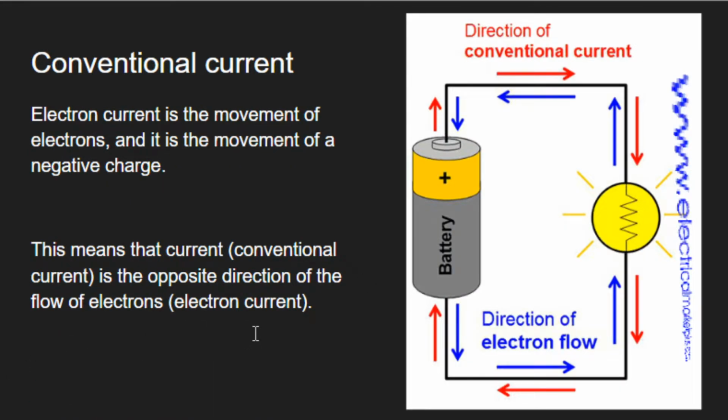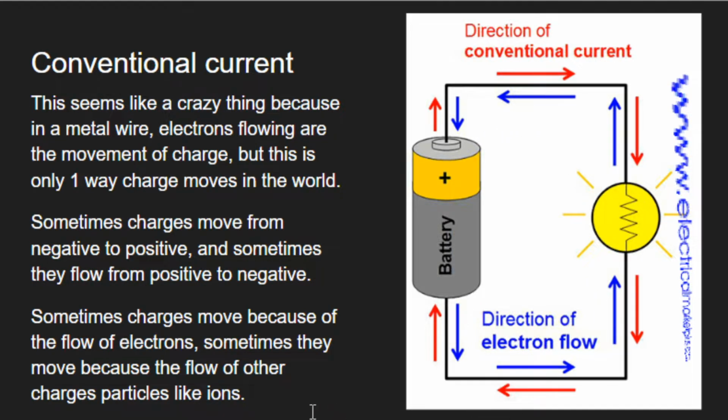So electron current is the movement of electrons, and it's the movement of a negative charge. Conventional current, since it's the movement of a positive charge, is in the opposite direction of electron flow in a wire circuit like this. So this seems like a crazy thing because we talk about wires a lot when we teach electricity and circuits. So it's weird to think that conventional current is used, but electrons are only one way that charge moves in the natural world, and it's only in metal wires that that's the way charge is transferred.